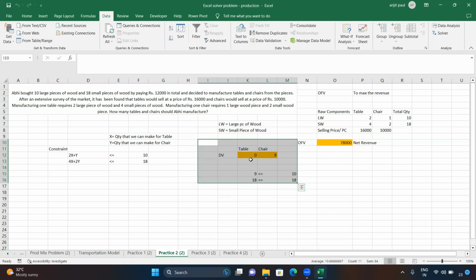Okay, and if you want to see whether it satisfies the constraint or not, you can see here only 9 less than equals to 10. So this is satisfying the constraint, and here 18 less than equals to 18. So this is also satisfying the constraint that we have applied. Okay, so as per this production plan, we are not going to make any table. We are only going to make chairs, and the quantity is 9. And if we follow this production plan, this is the net revenue that we are generating.